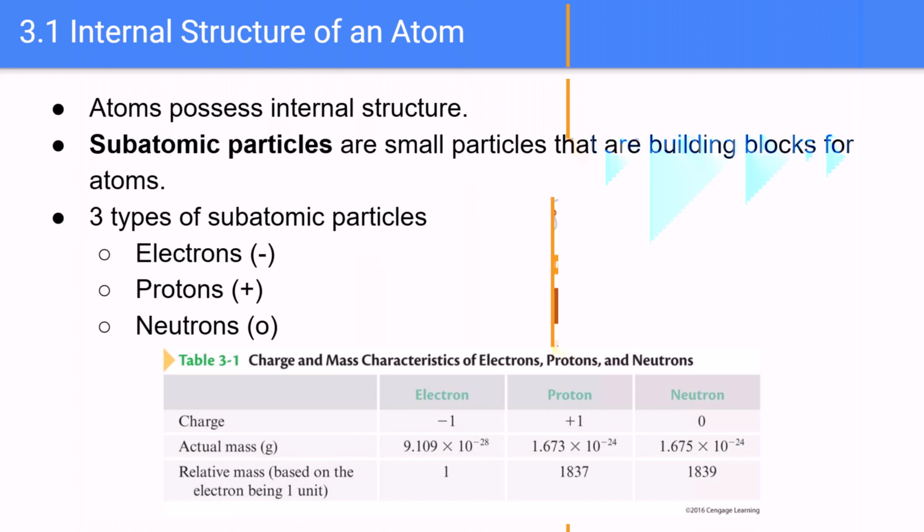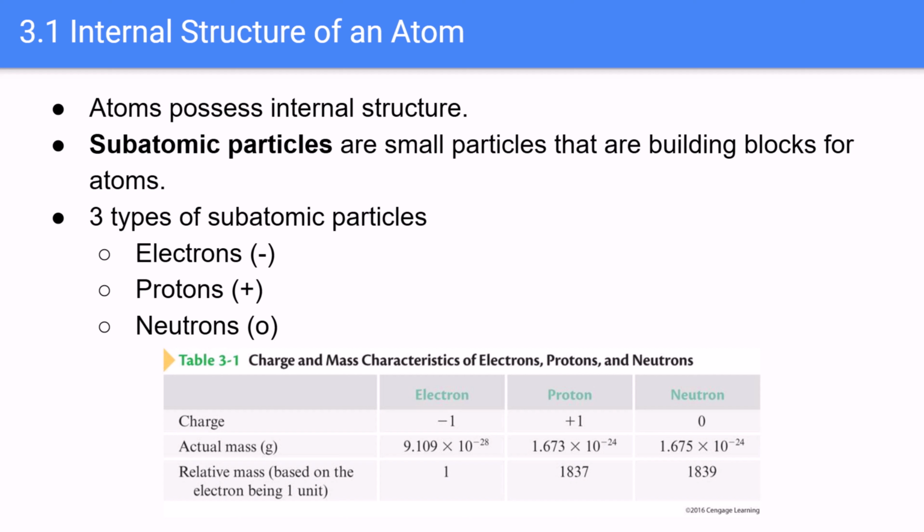While atoms are the smallest fundamental unit of elements, we can actually break that down even further into smaller particles. These are called subatomic particles, literally meaning smaller than an atom. There are three primary types of subatomic particles that you're going to need to be aware of that make up all atoms. There is the electron, which carries a negative charge, a proton, which carries a positive charge, and a neutron, which is considered neutral and carries no charge.